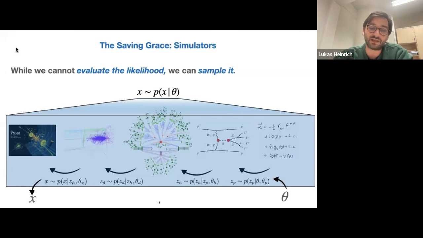And so while we cannot evaluate the likelihood, because the integral is intractable, because we know the integrand very well, we can very easily sample from the likelihood. And so that is really the core setup of likelihood-free inference. I'll talk a bit about what we do in the next couple of slides.